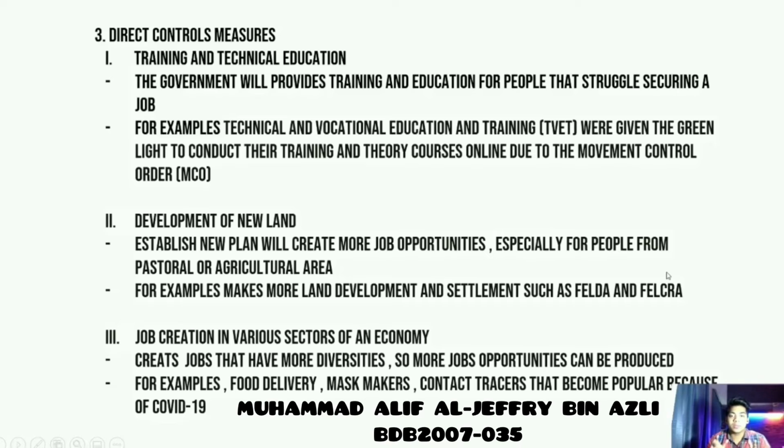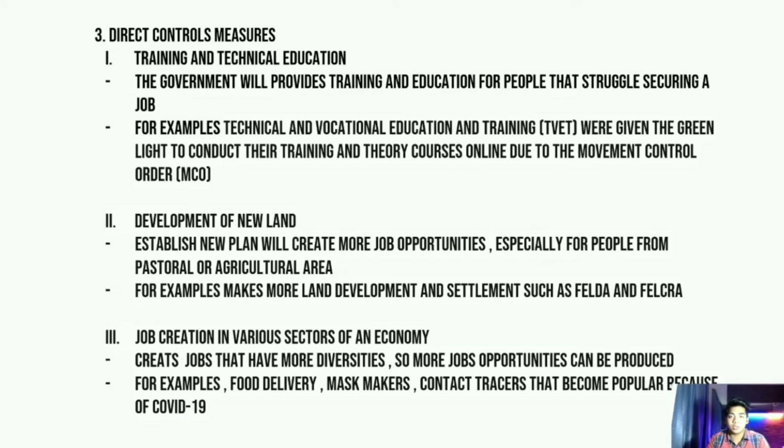Okay, so besides fiscal and monetary policies, the third measure is direct control measures. First point is training and technical education. The government will provide training and education, especially for people who struggle to secure jobs during this kind of time. For example, technical and vocational education and training, normally known as TVET, was given the green light to conduct training and theory courses online during the movement control order.